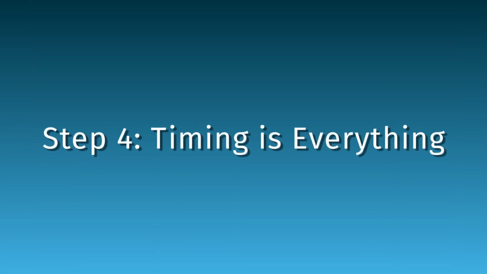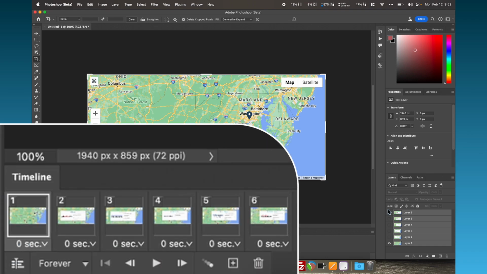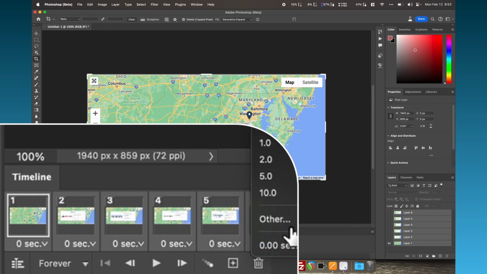Step 4. Timing is everything. Let's get this GIF flowing at the right pace. See those delays below each frame? You can adjust those individually, or for a shortcut, shift-click to grab all your frames and set the delay just once. The loop control below, that's for replaying. Forever is usually the way to go for a GIF. Hit play to check it out.